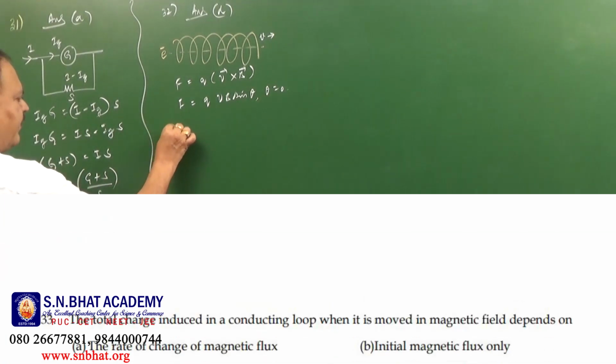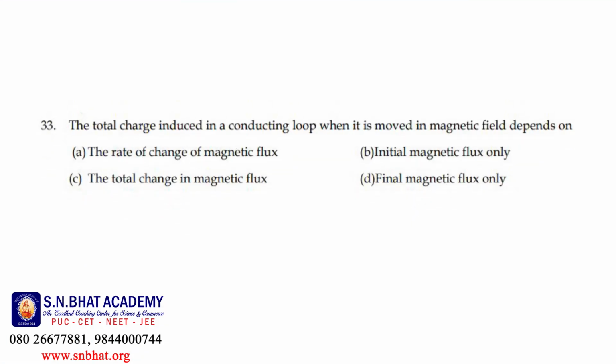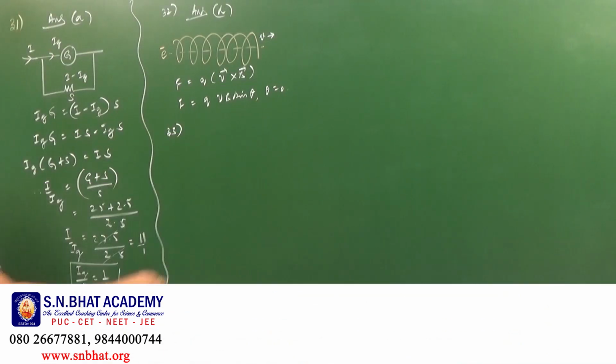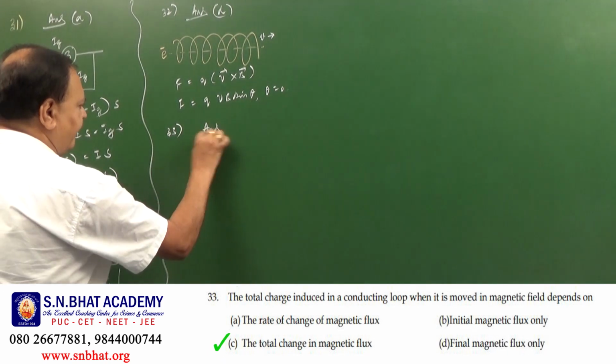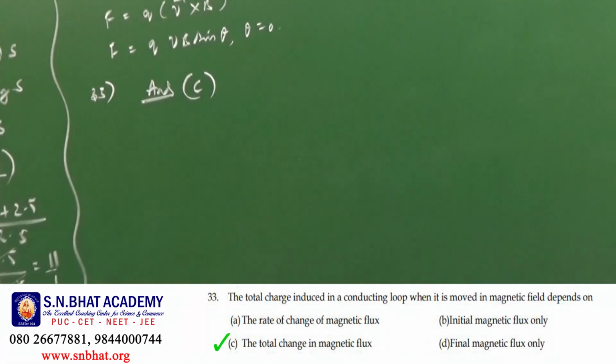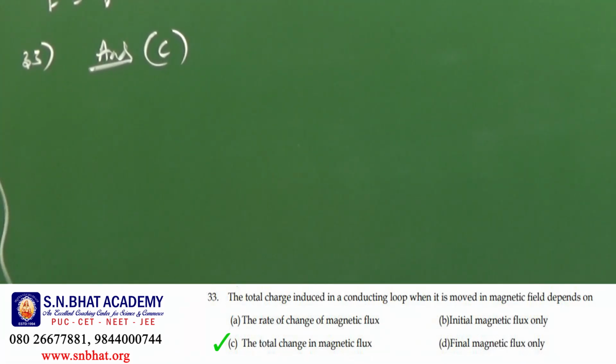Question number 33. The total charge induced in a conducting loop when it is moved in a magnetic field depends on. So you mark the answer as C. Total charge induced depends on the total change in the magnetic flux.